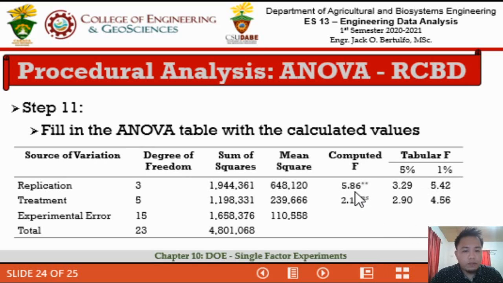There is a significant difference. So therefore, maybe there is a factor that differs across the field in replication 1, replication 2, replication 3 and replication 4. You need to find out what the problem is that affected the blocking in terms of the yield obtained. But within treatment, based on our calculation, it is not significant, therefore there is no effect. The yield is the same even if you apply 25 or 150.